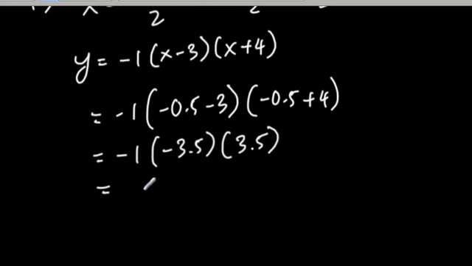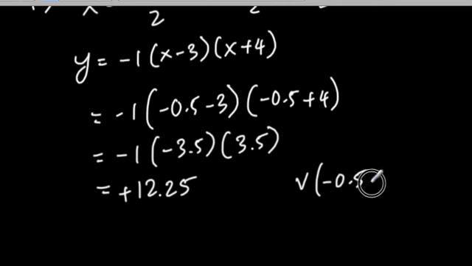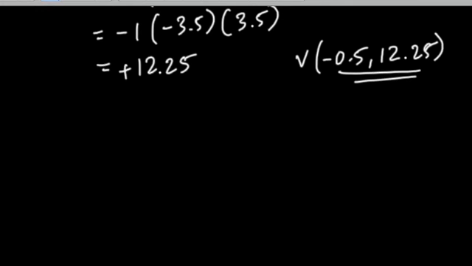And the answer to that is, give me 1 second. Oh yeah, it's basically 12.25, and that's +12.25. So the coordinates of the vertex are simply -0.5 for the x and 12.25 for the y, and we're done. Okay, so we got that, and G, find the equation of the axis of symmetry, and that's simply the x coordinate of the vertex, so x equals -0.5.